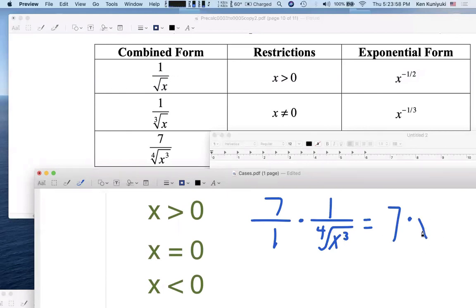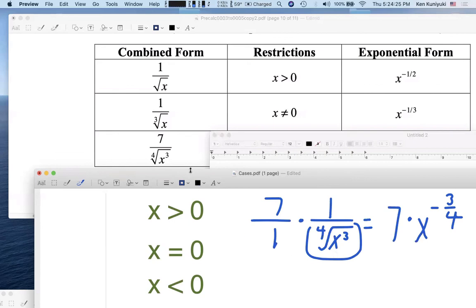It's going to be x to the what? X to the negative 3/4. Why x to the negative 3/4? Why negative up here? Because this is in the bottom. It's a factor of the bottom. Why the 3? Because that indicates the power. Why the 4 down here? It indicates 4th root. 7x to the negative 3/4.